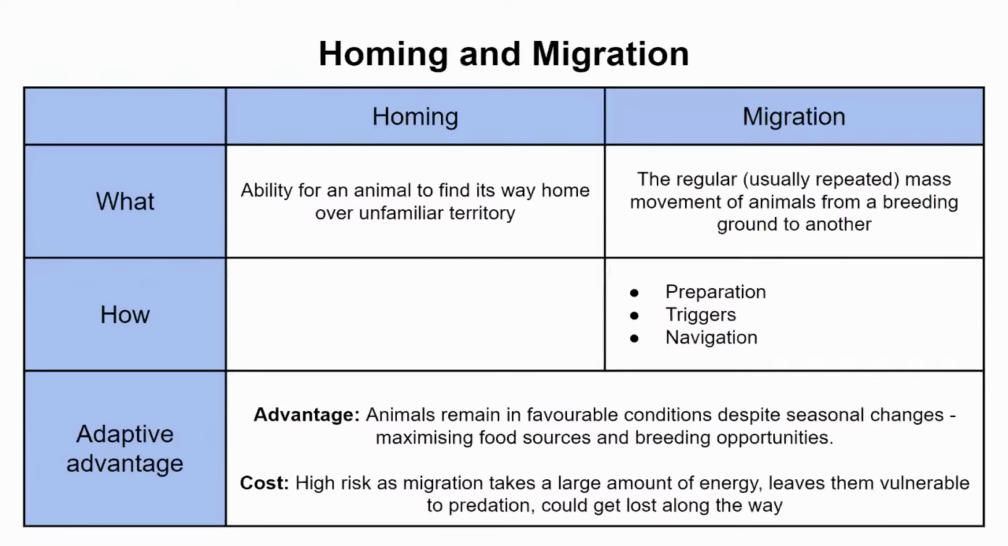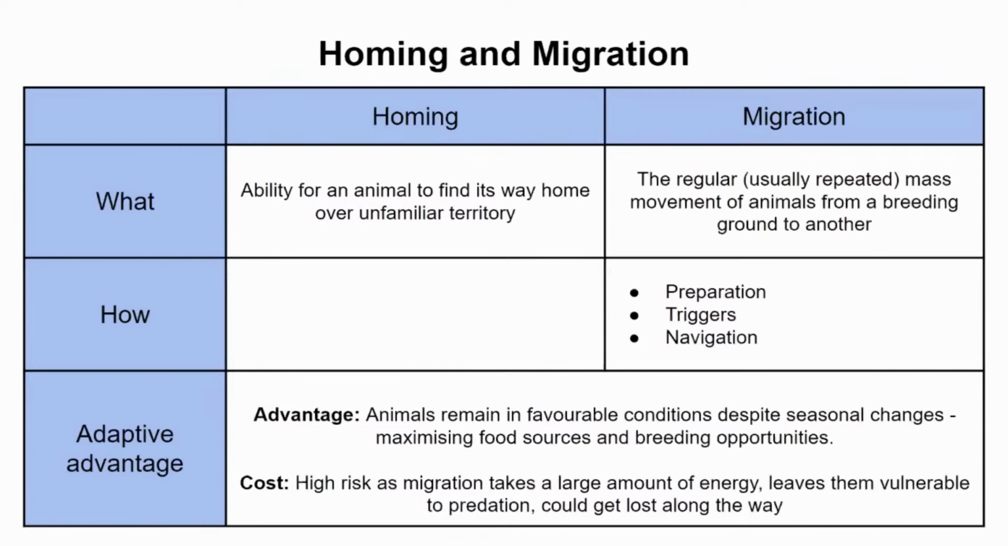Cool. And then we start to think about the longer term distances. So that's where our homing and migration come in. It's often asked, homing and migration, the difference between the two. So migration is about a two-way mass movement, whereas homing is just finding your way home over unfamiliar territory. Again, working within our framework, our what, how, and our adaptive advantage.